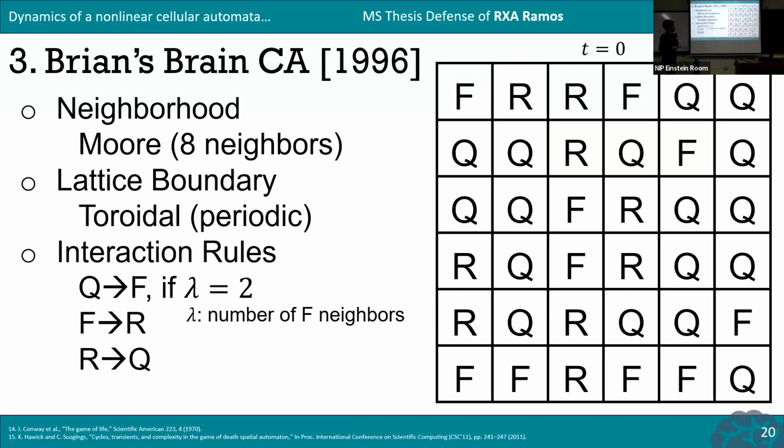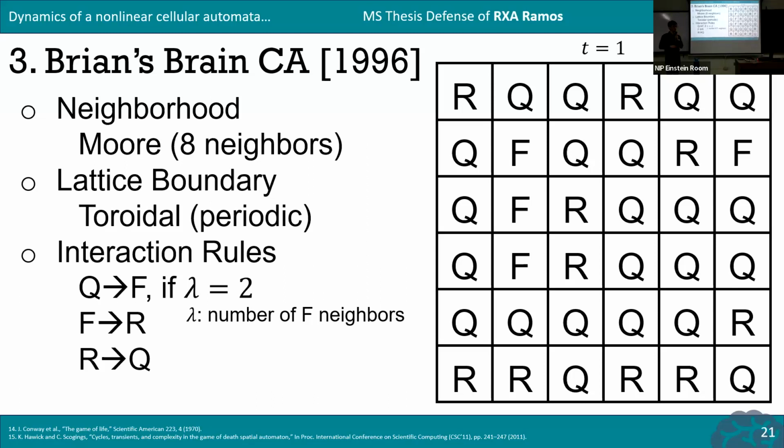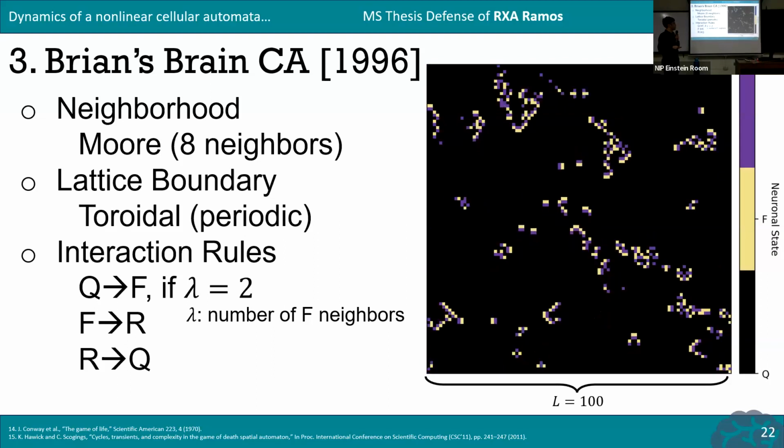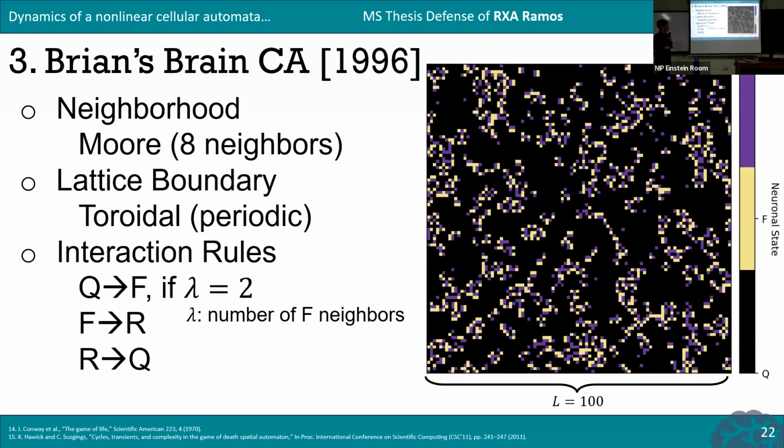So for example, we initialize the lattice with a set of neurons at t equals 0. If we apply this set of rules, say for example this Q, since it has exactly 2 firing neighbors, then at t equals 1, or the next time step, this will transition into an F. As opposed to this Q here, which has exactly 3 firing neighbors in its Moore neighborhood, so this will remain quiescent, or remain in Q state. All the F's will become R, and all the R's will become Q. And so, at t equals 1, this is now the configuration of our lattice. If we apply this repeatedly, as t approaches infinity, then we will obtain the following spatiotemporal activity. So here we have the lattice size L equals 100.